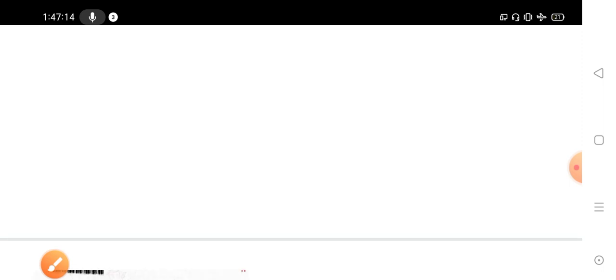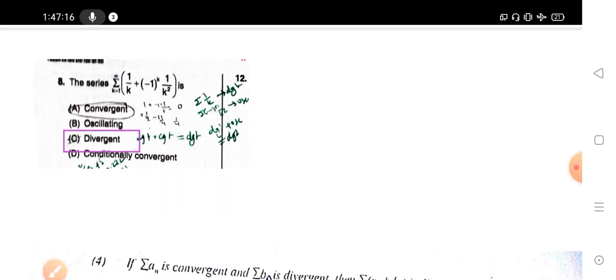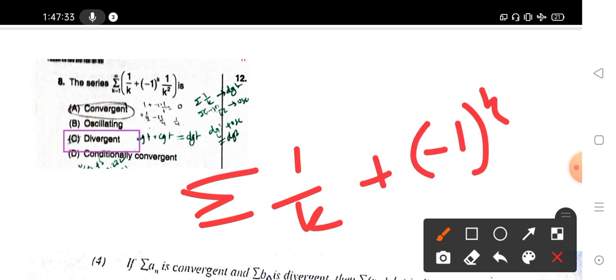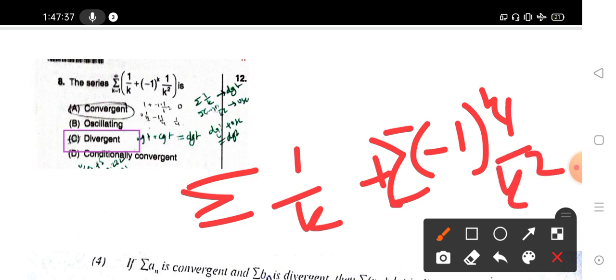Next question, the series sum, k runs from 1 to infinity, of 1 upon k plus (minus 1) raised to k upon k square. Now check: apply sum of 1 upon k plus (minus 1) raised to k, here also sum of 1 upon k square.